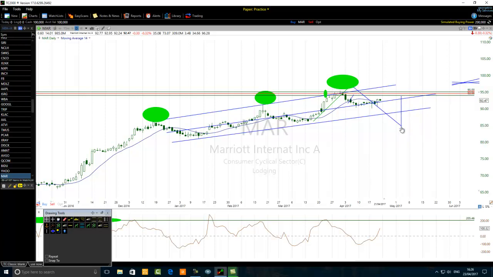Come out of the channel and retest the edge or retest the median line. And then again, we take it from there. Go to the hourly time frame to sell, or we break it down all the way to the 10-minute time frame.